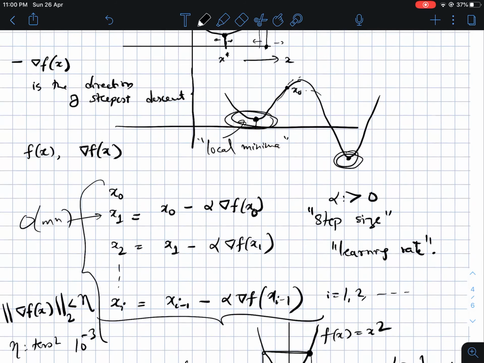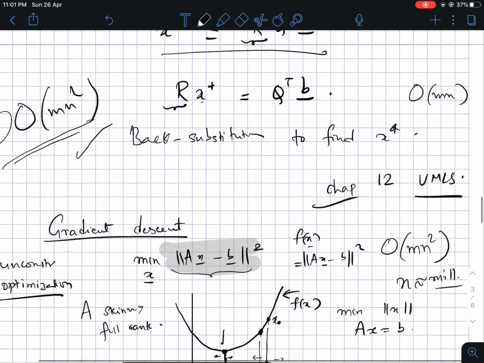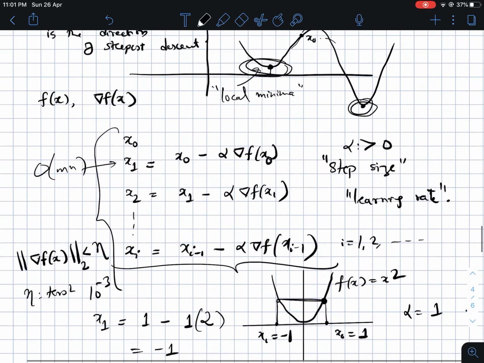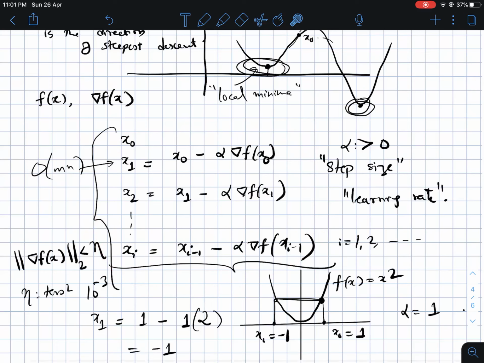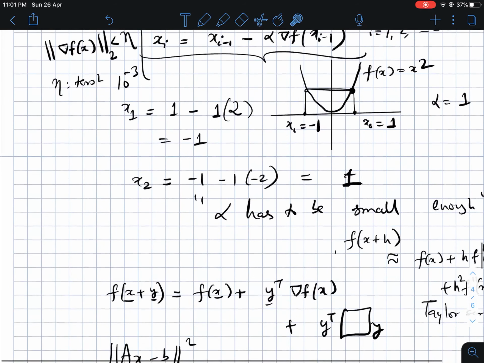Contrast this with the earlier solutions. We needed order m n squared, but that gave you the full solution directly. Here it's an iterative process and each step takes order mn. So if you get lucky and gradient descent converges very, very fast, then you can potentially get to less than order m n squared. Potentially, maybe. For that, we need to address the issue of how fast this converges. I hope this much is clear to everybody. I've just set up the basics here.